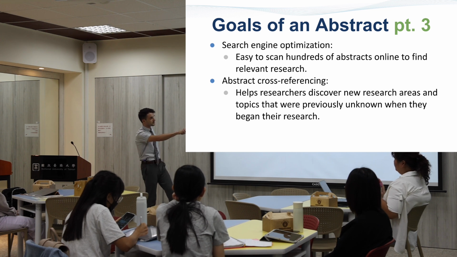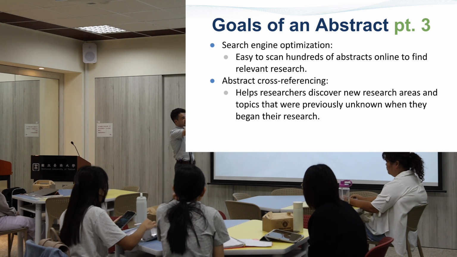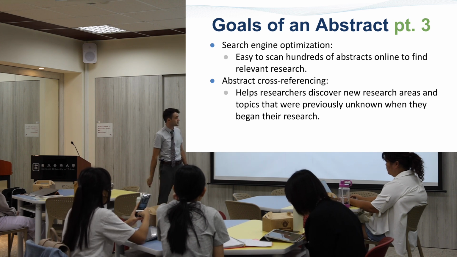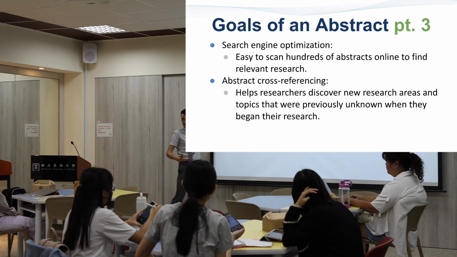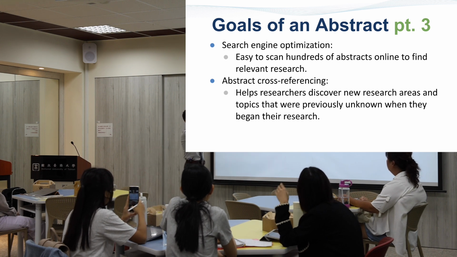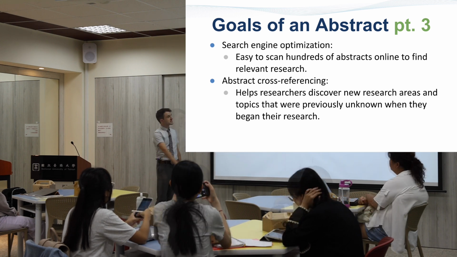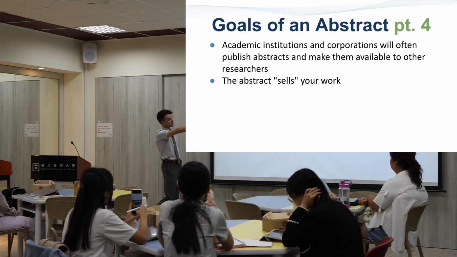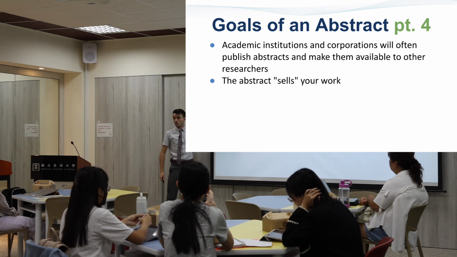Part 3, search engine optimization, also called SEO. Computers can easily scan hundreds of abstracts online to find relevant research. This is really important if you can't find your paper by searching key terms. So you need to know what key terms you're going to use, which we'll talk about later. Abstract cross-referencing helps researchers discover new research areas and topics that were previously unknown when they began their research. Academic institutions and corporations will often publish abstracts and make them available to other researchers. So this will be public, but the paper won't be public, so more people will read this.